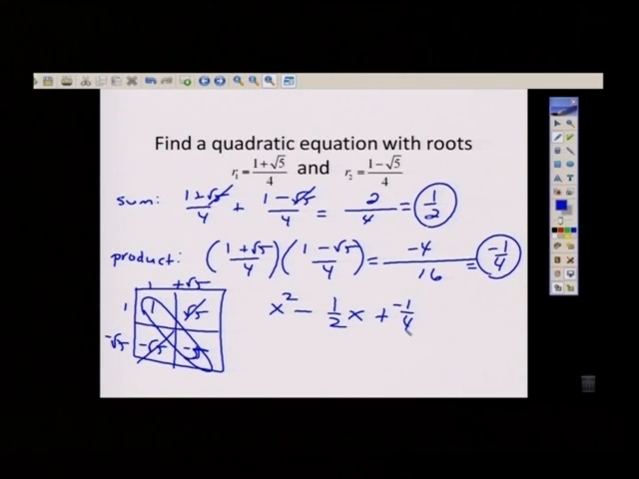Now sometimes they'll ask you to find a quadratic equation with integer coefficients. So this is a great quadratic equation right here, but it does not have integer coefficients. If they asked me to do that, I could just multiply each term by 4. So a quadratic equation with these roots with integer coefficients would be 4x squared minus 2x minus 1 equal to 0.